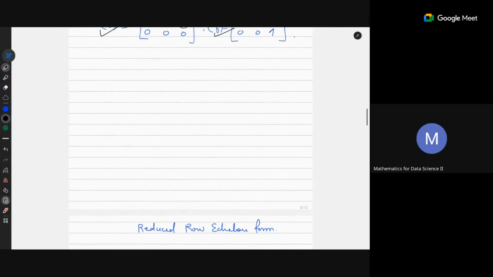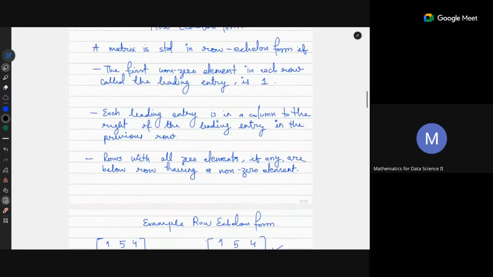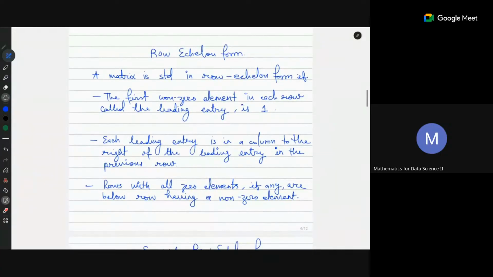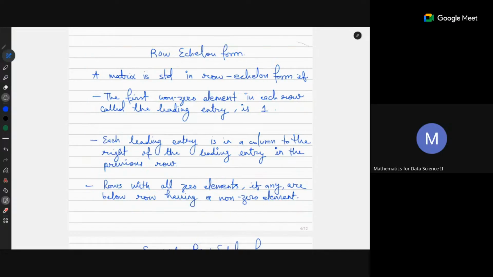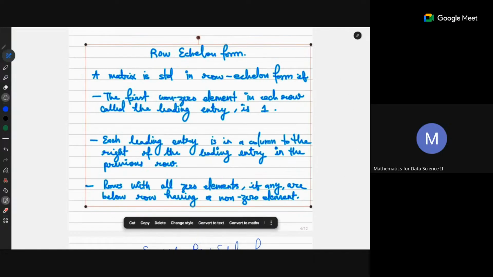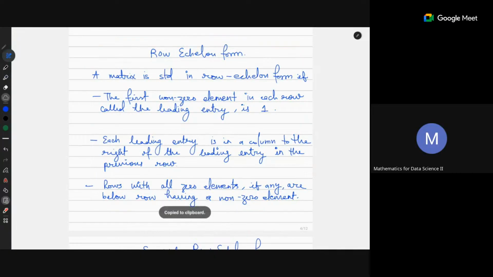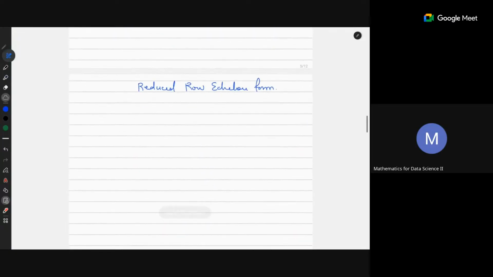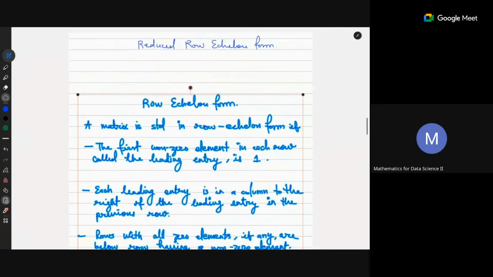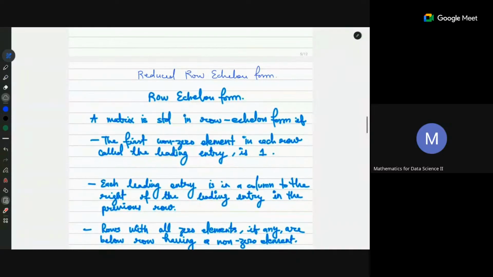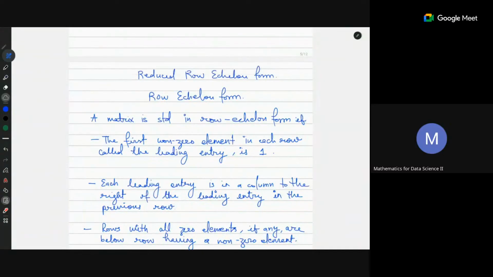Now let me give you one more definition which adds one more point to this row echelon form. All right, so I will copy this. It is a row echelon form, but with one more check, it will become a reduced row echelon form. So what is the check?